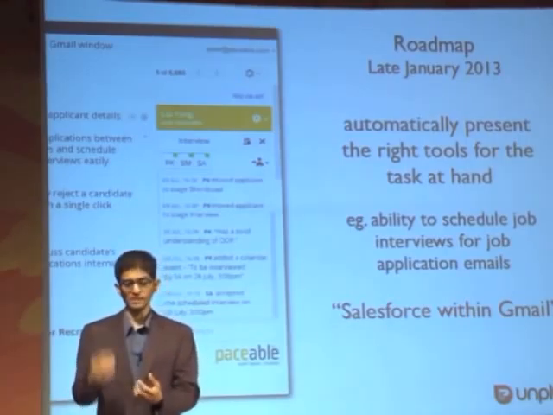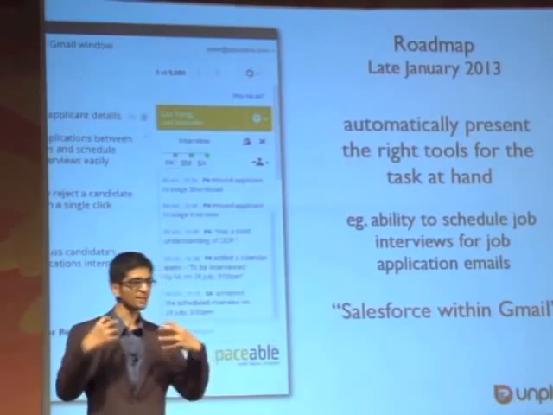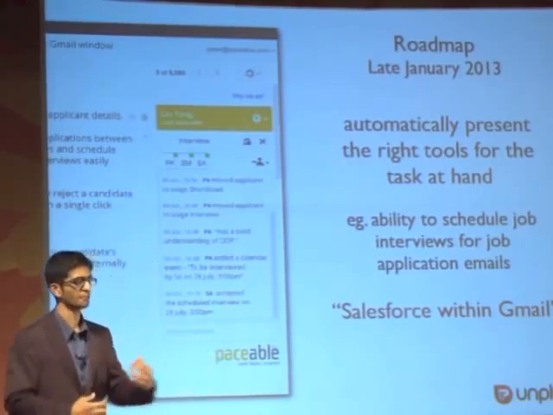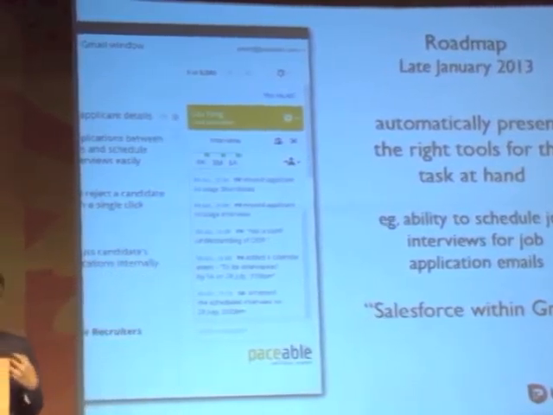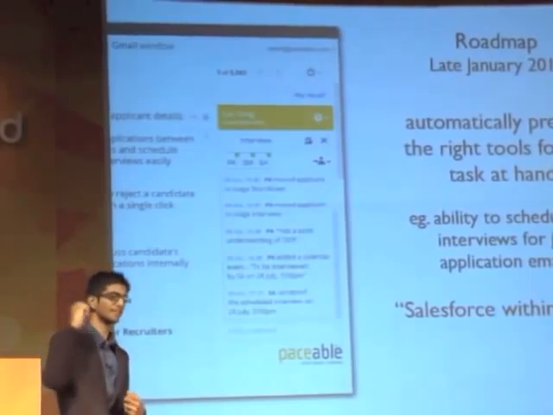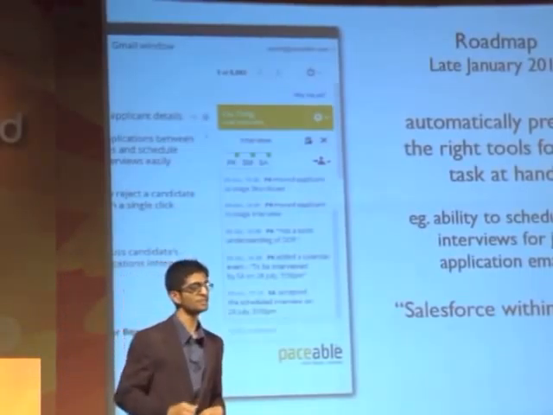And say it's a support email, like support@yourcompany.com. Then we can show past conversations that you've had with that person. So what it boils down to is we are trying to build a Salesforce.com, but within Gmail.